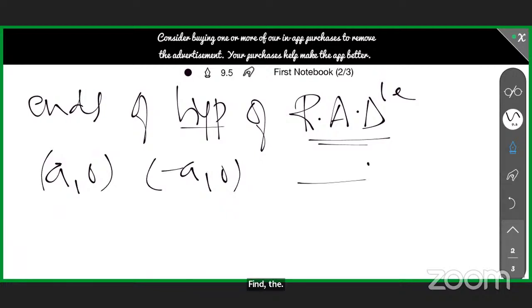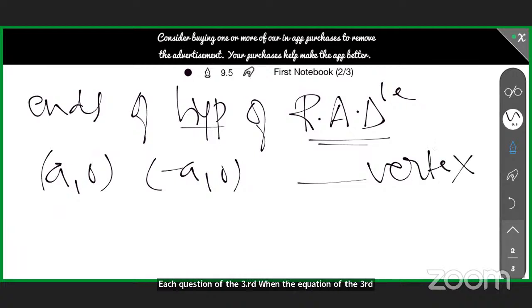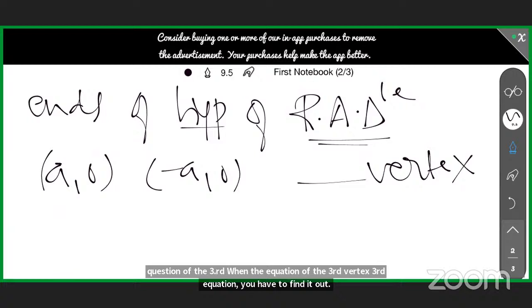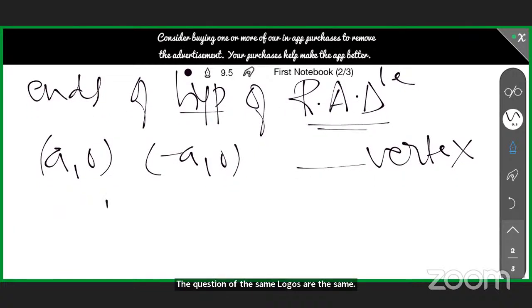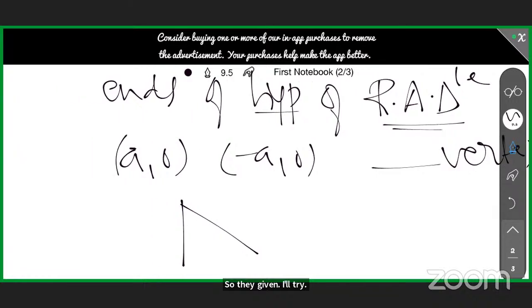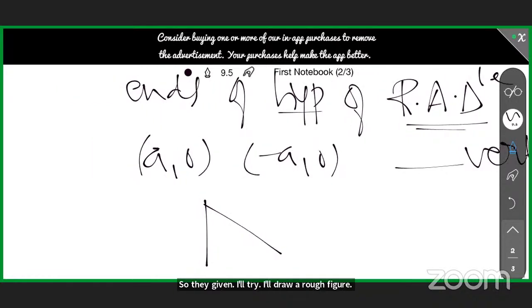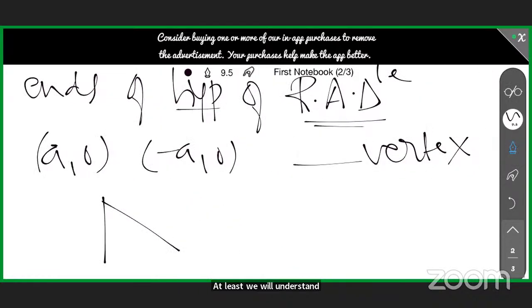Find the equation of the third vertex. The third vertex equation you have to find out. Find out the locus of the third vertex. Equation also same, locus also same. So they have given this. I'll draw a rough figure. At least you will understand something from that figure. All these things should be done by you.